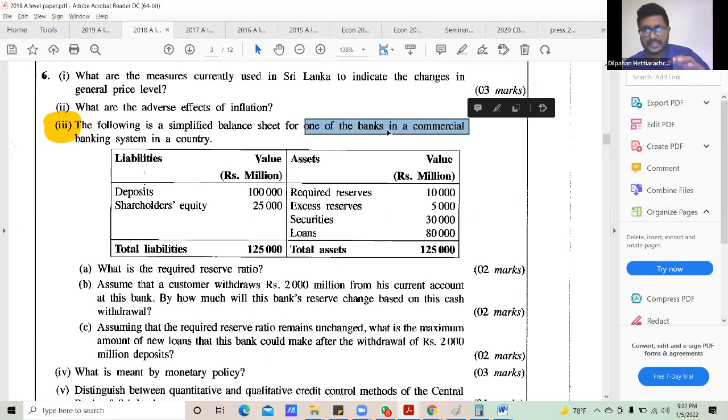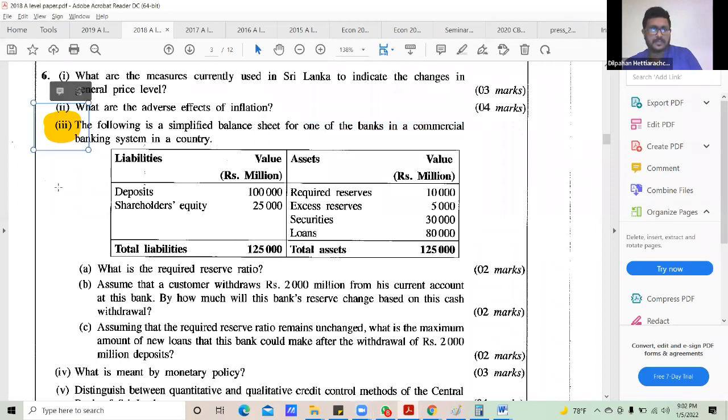It's talking about one bank in the system. Yes, a bank, right? So we can use the calculations we did in the previous question for this also and get the answers. Okay, I will give you 1 minute. Can we come up with answers?